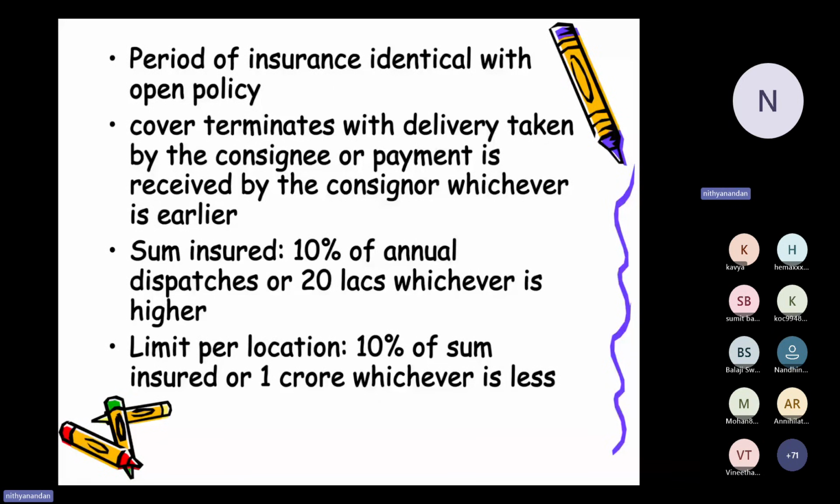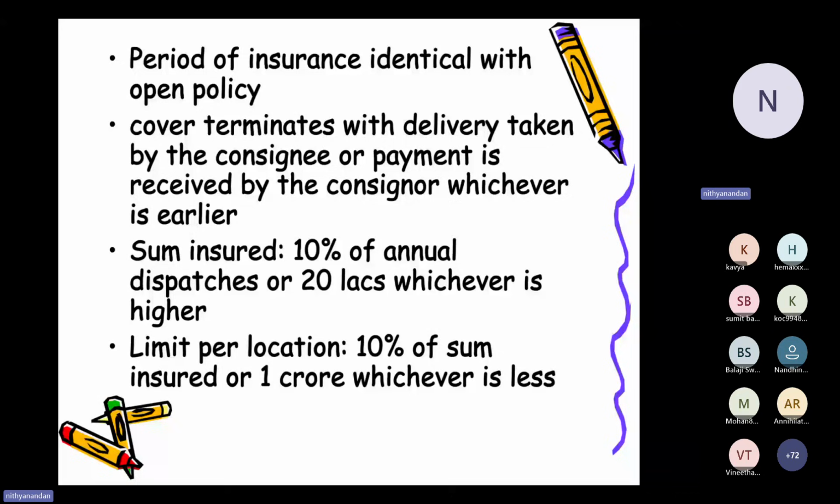The cover ends when the goods are delivered or the consignee takes the payment, whichever is earlier. Once the payment is received, there is no insurable interest, so our cover is over. Sum insured: 10% of the annual dispatches or 20 lakhs, whichever is higher. So maximum 20 lakhs only you can have for this type of insurance. But I'm telling you, this is only for exam purposes. Normally, we are not issuing these types of policies to clients because the sum insured is very less.